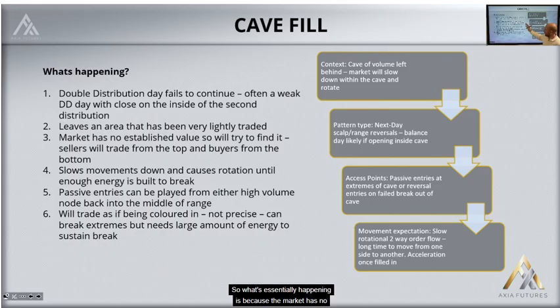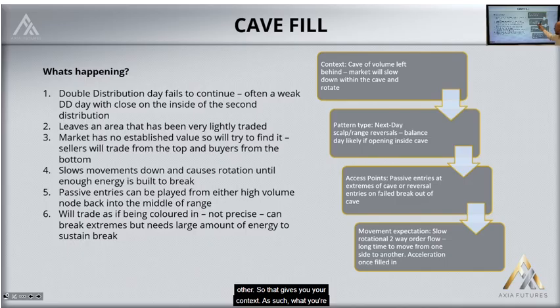So what's essentially happened is because the market has no established value, as we talked about with low volume areas, we're going to trade from one side to the other. So straight away, this is a situation where the previous day's profile says to you very clearly, this is what we expect to see. This is an area where the market is going to get trapped, and you can then expect to see it bounce from one side to the other. So that gives you your context.